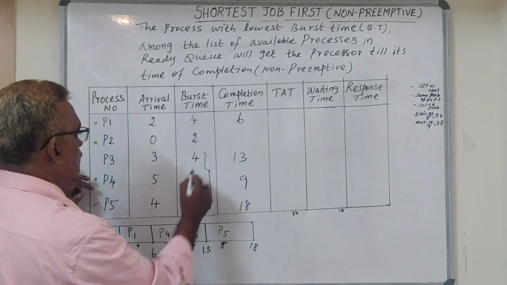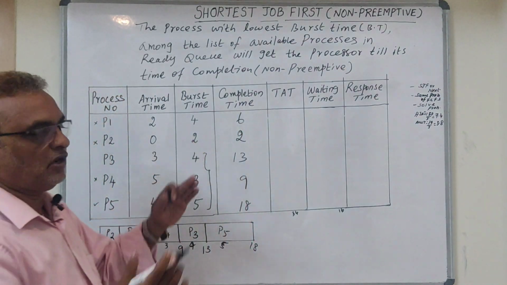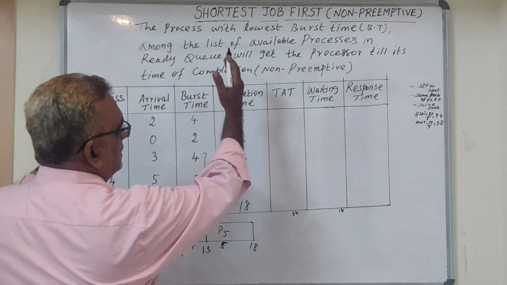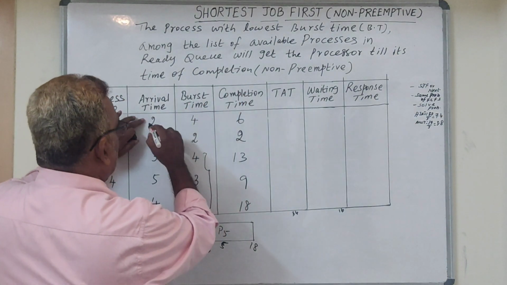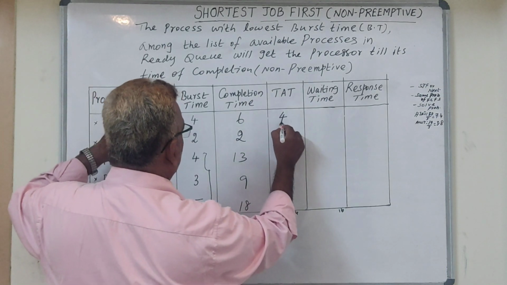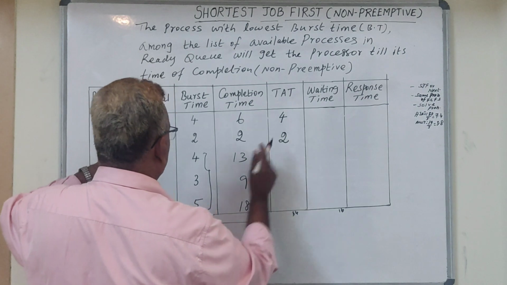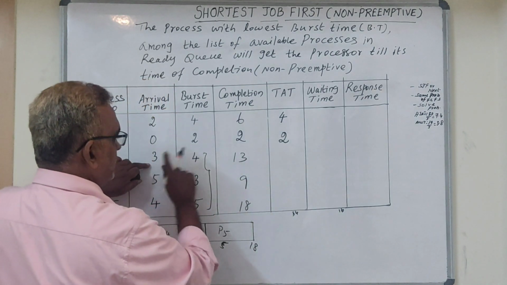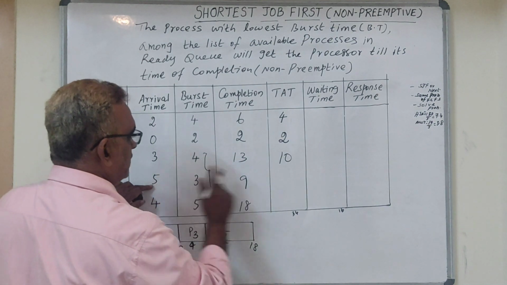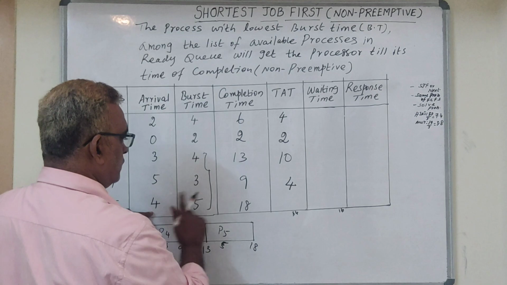Then P2 it is 2. These are the completion times. You know how to calculate the turnaround time. Turnaround time is nothing but completion time minus arrival time. So 6 minus 2 it is 4. This is 2 minus 0, it is 2. 13 minus 3 it is 10. This is 9 minus 5 it is 4. This is 18 minus 4 it is 14.